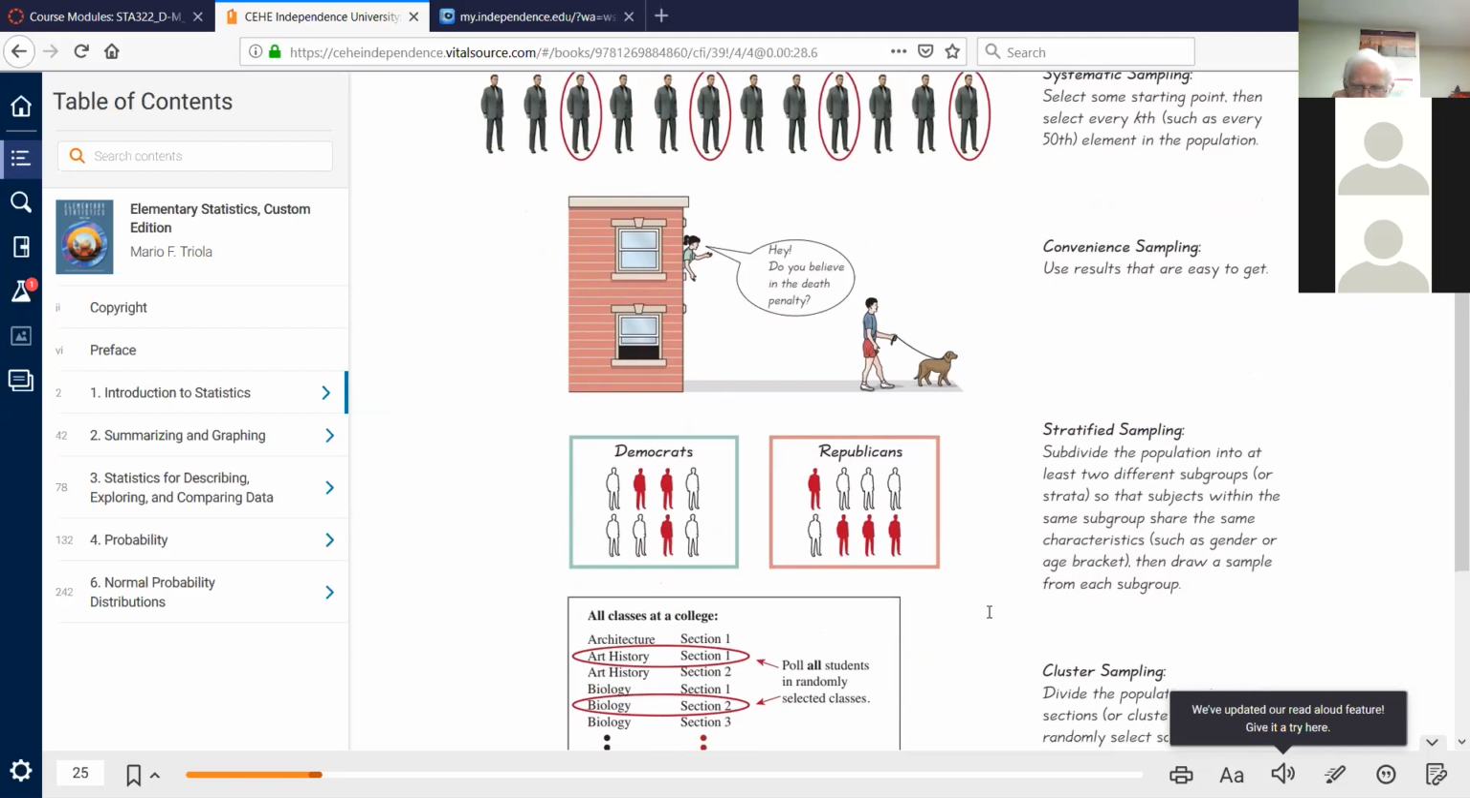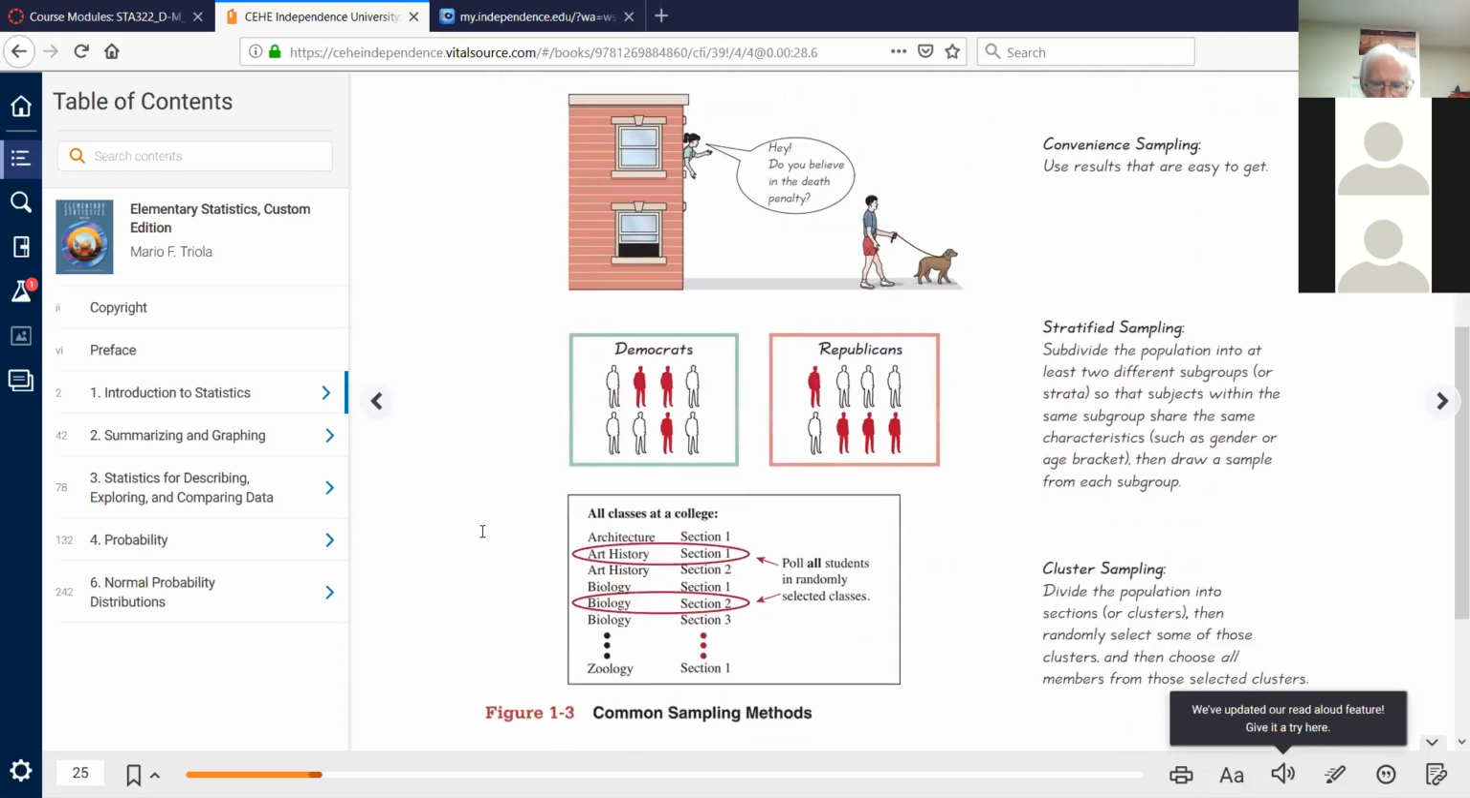Stratified sample means to divide the population into different subgroups or strata layers, so that the subjects will share some characteristic, and they use gender or age. It can be anything you want. But anyway, we choose that, and then we then draw a sample, trying to be as random as possible from each group.